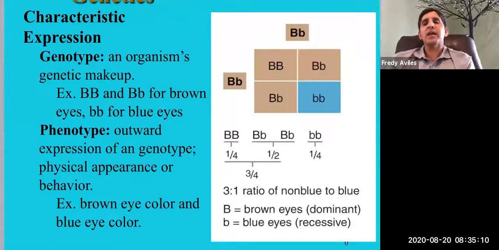expression of these genes. Okay, here's the thing. You have to know these two different terms here: the difference between a genotype and a phenotype. A genotype is basically your genetic makeup. Okay, it's what genes you have.